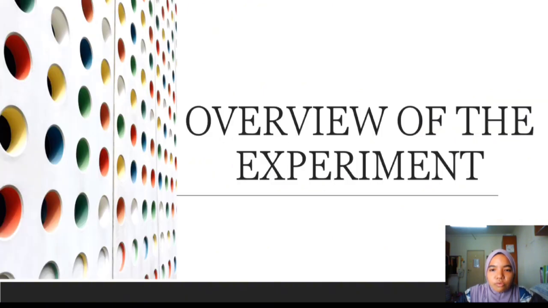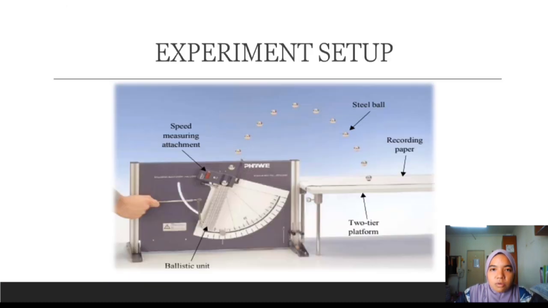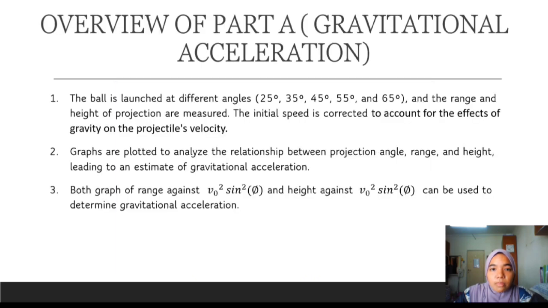To go through the overview of the experiment, we must know that there are two parts, part A and part B. This is the experiment setup. Even though it's not included in the photo, there's also a vertical ruler to measure the vertical height of the steel ball that is launched.